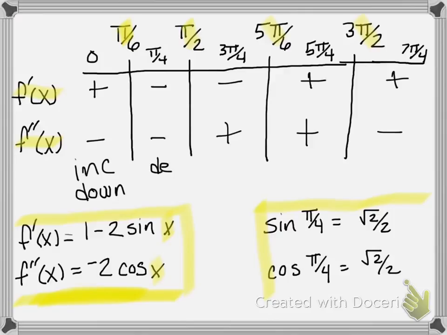And we're going to have a decrease down, decreasing up, increasing up, and increasing down.